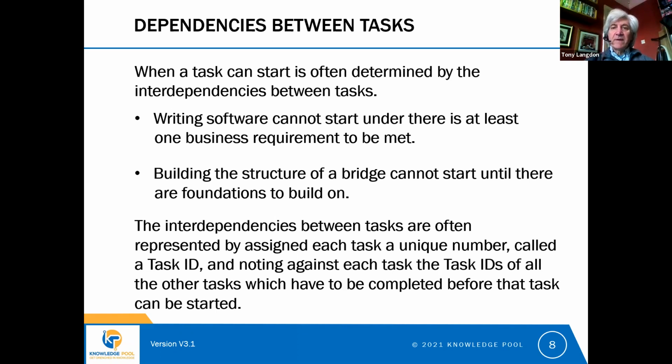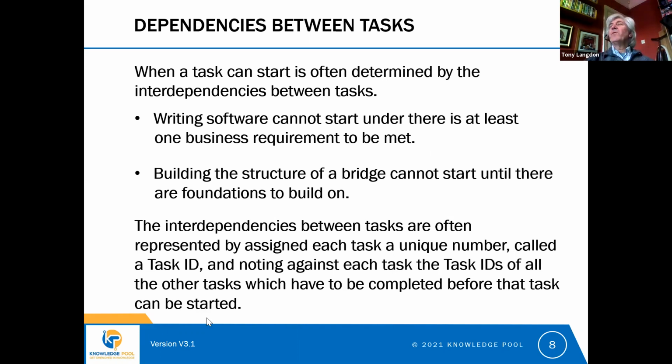So that was the idea of decomposition. It's a very important part of activity-based planning. The next thing we need to think about are the dependencies between tasks, because when a task can start is often determined by the interdependencies. So for example, we can't start to write some software to do a business task until we have at least one business requirement that the software needs to meet. So there's a natural order to things. It's like with the bridge. You can't build the bridge structure until you've built the bridge foundations.